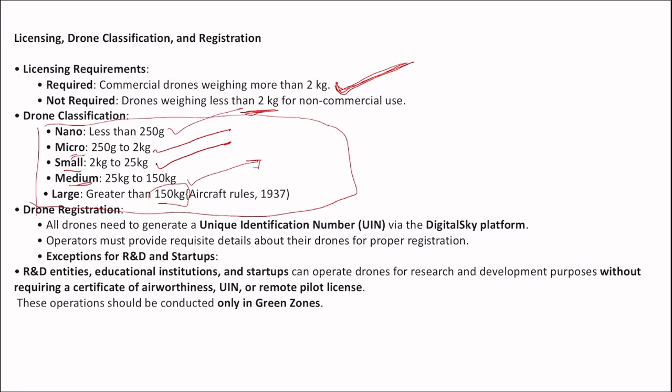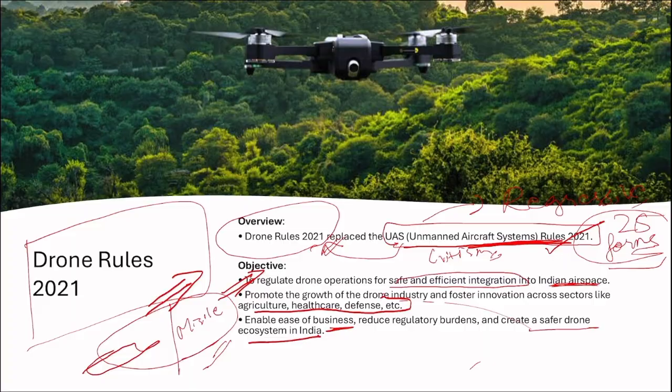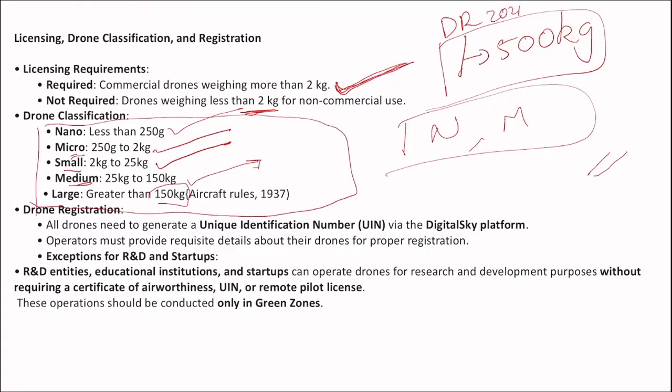For nano and micro, no licensing is required, but after that, licensing is required. And there's another thing. The Drone Rules 2021 are applicable to drones up to 500 kg. Initially, there were the Unmanned Aircraft Rules 2021, but those were only up to 300 kg. Here, we have put it up to 500 kg.